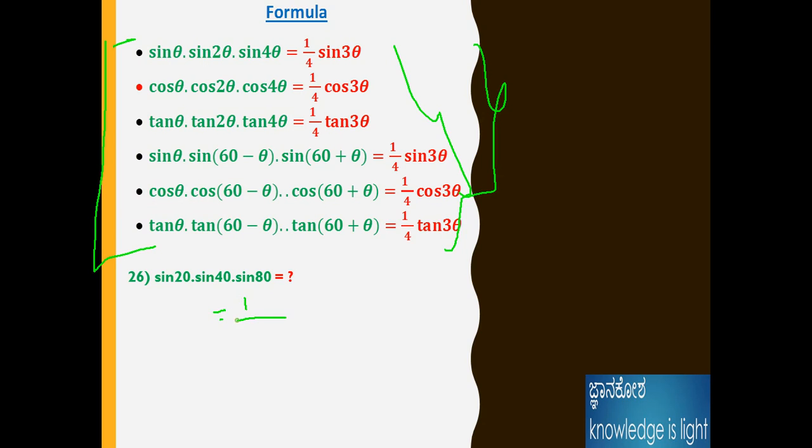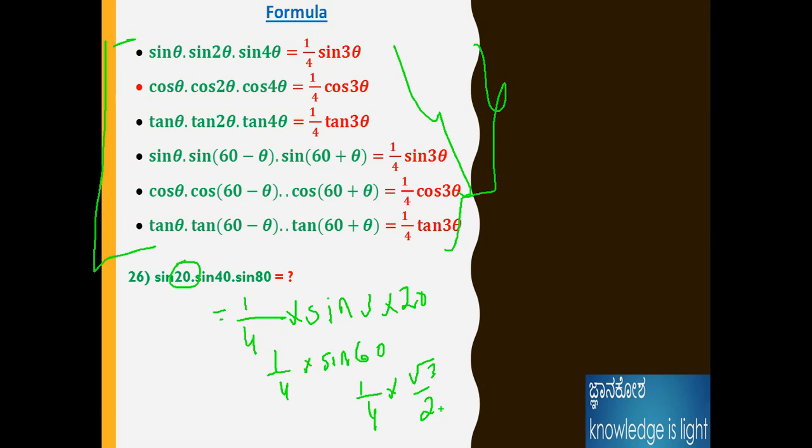I am applying it directly. Sin 1 by 4 sin 3 theta is nothing but 3 sin 3, and what is theta here? Theta is nothing but 20 degrees. Therefore 1 by 4 sin 60 degrees. I am solving only one problem because all the problems are the same if you apply the formula. Sin 60 is root 3 by 2. Therefore root 3 by 8 is the answer.